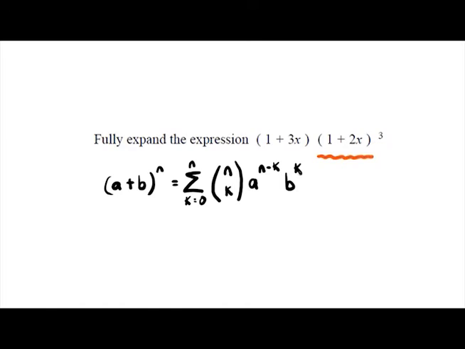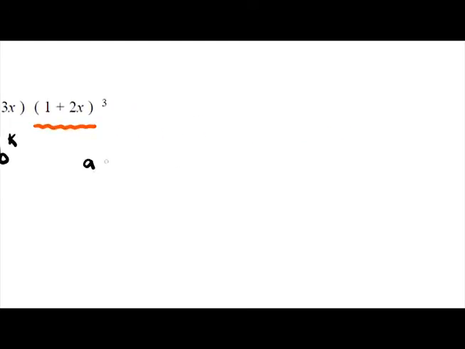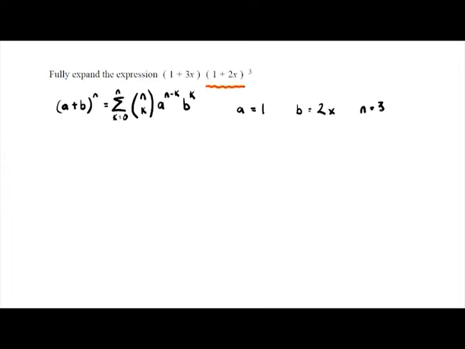For this, we have to define what is a and what is b. So first, I'm going to say a equals 1 and b equals 2x. And we are going to be going up to n, that is 3, for this expression. So first of all, we want to know what exactly is n choose k. In each case, it's going to change for each of the terms. Since we have a binomial that's to the third power, we know that we're going to have 4 terms.